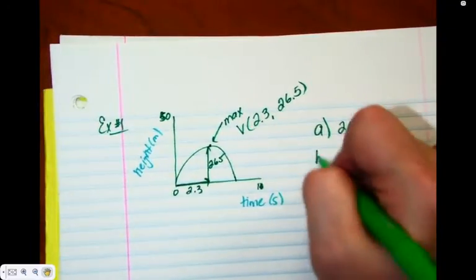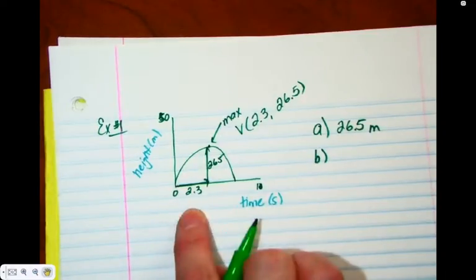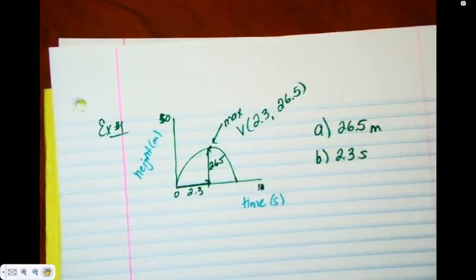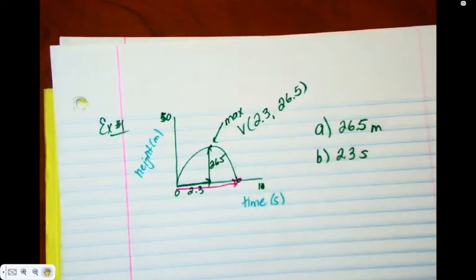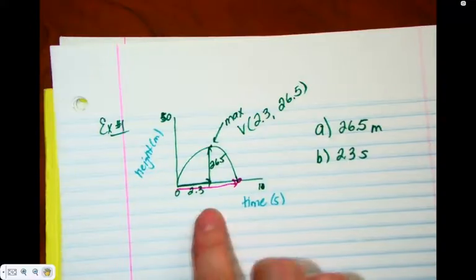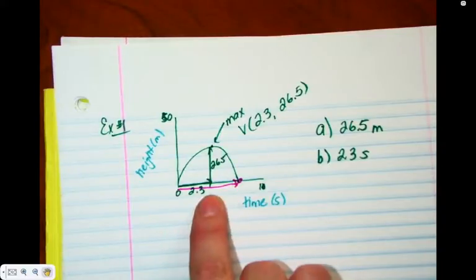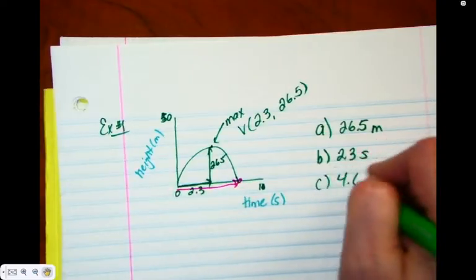B, what time did it take to reach that maximum height? Well, that's just the x value of the vertex. So how long did it take to get there? 2.3 seconds. What's the time it takes the ball to hit the ground? So we want to know all the way to the other side of this parabola, what was the time? Well, what do you know about the symmetry of the parabola? If the halfway is 2.3, how long did it take to go the full way? 4.6.